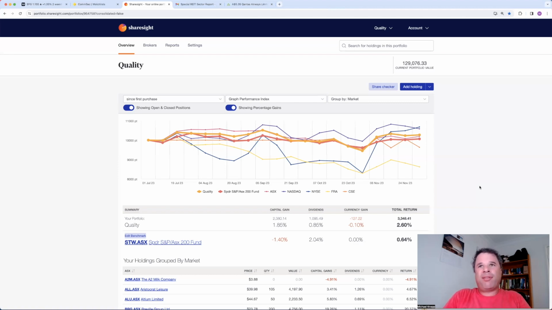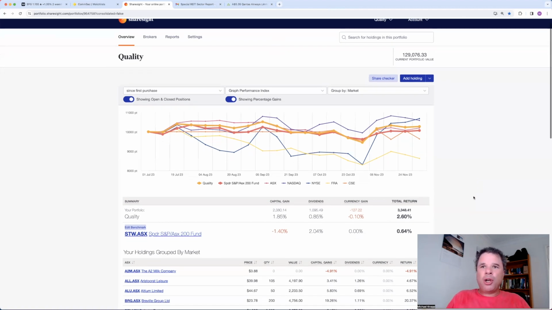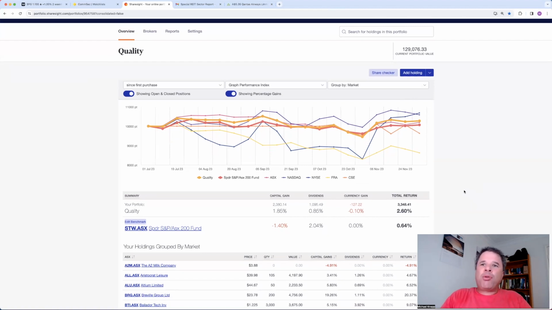And this is the quality portfolio. So this consists, and should consist, of high quality companies that I want to own for the long term. This is probably the typical sort of strategy that we are taught to use. So only high quality companies, investing throughout the world, not only on the ASX. My other two portfolios, I only invest in ASX companies, and I'm comparing myself to the benchmark, which is the STW. At this point in time, quality is up 2.6% compared to the benchmark 0.64%.